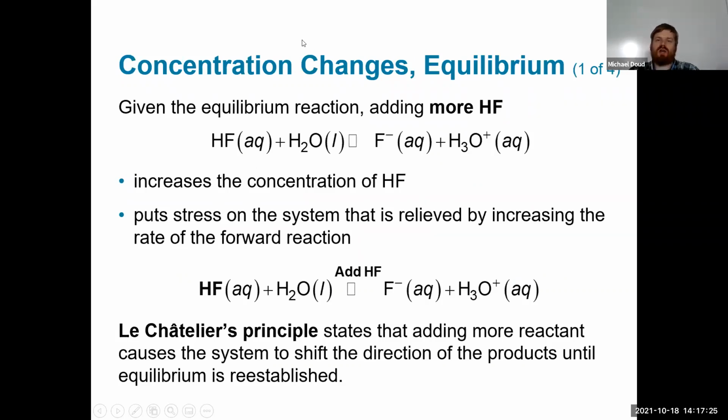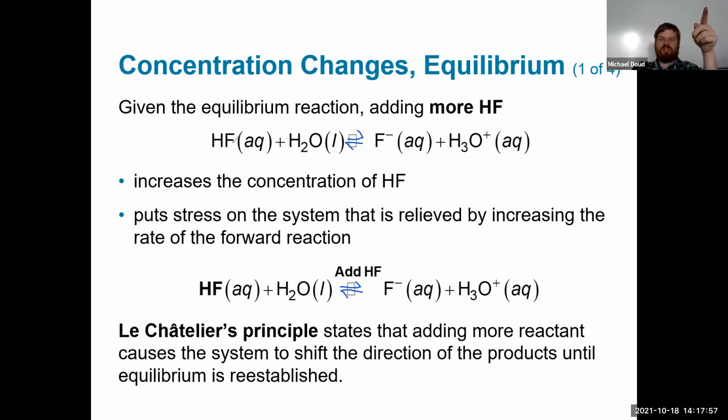Okay, so I'm going to have to do this a million times here, but let's go ahead and draw in these reversible reaction arrows. Okay, so given this reaction here, where we have HF plus H2O forming fluoride and the hydronium ion, if we were to add more HF, what would happen to this equilibrium? So if we're starting from equilibrium and we add HF, what's going to happen?